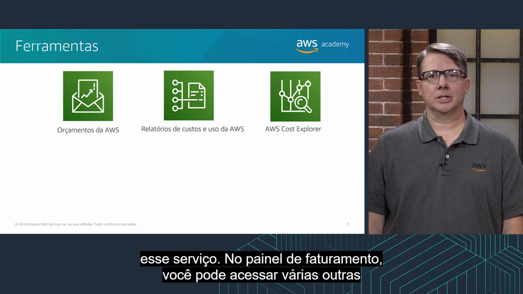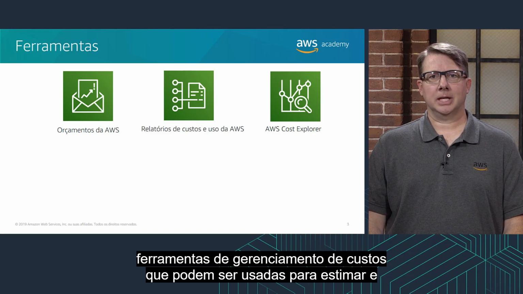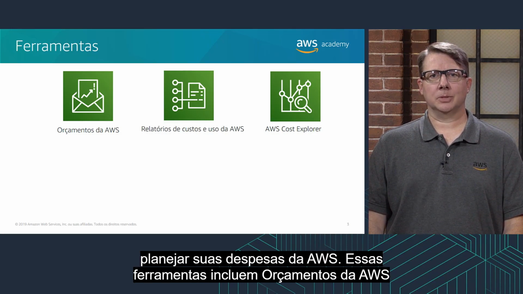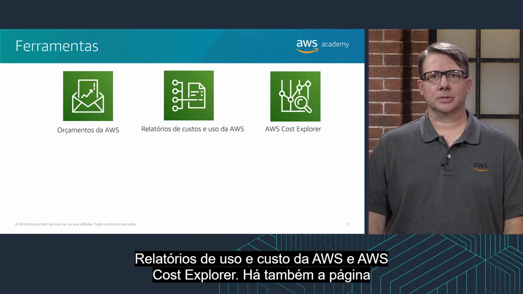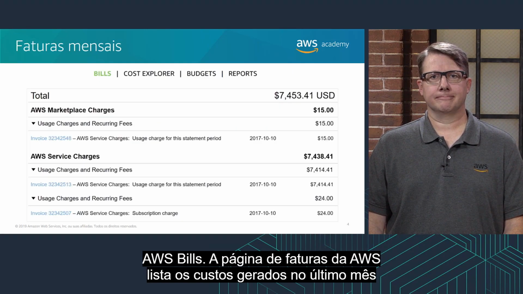From the billing dashboard, you can access several other cost management tools that you can use to estimate and plan your AWS expenses. These tools include AWS Budgets, AWS Cost and Usage Reports, and AWS Cost Explorer. There is also the AWS Bills page.